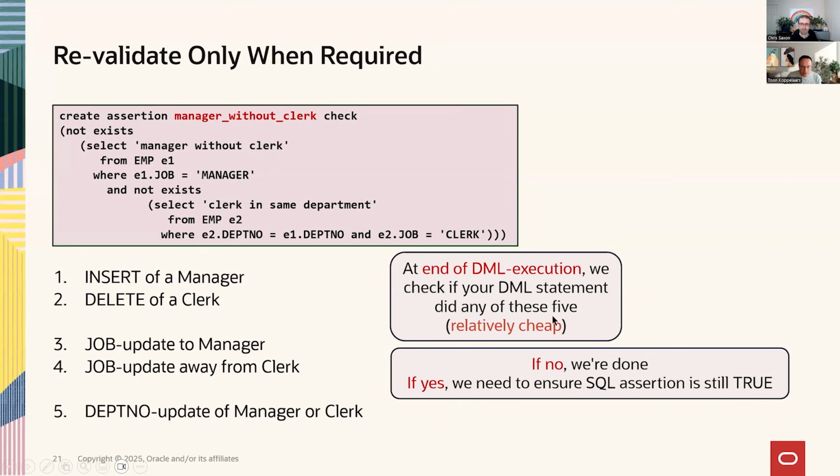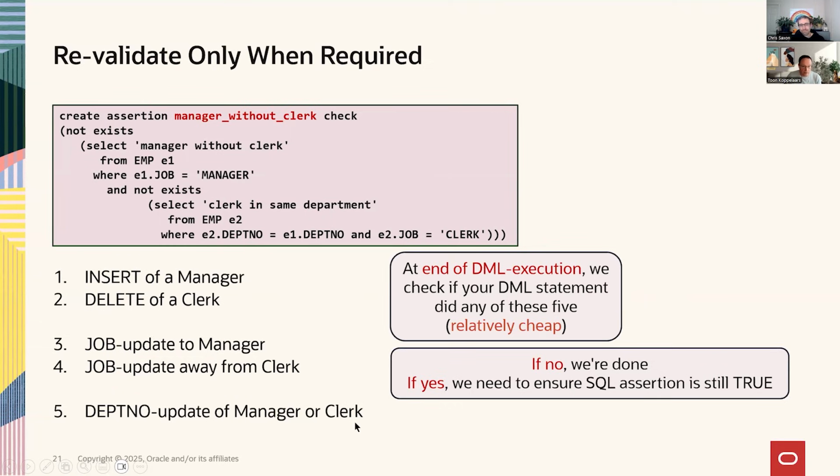If that's not the case, then we're done. This is something that we do have to do, but again, it's relatively cheap. The second step would be, if you did one of these five things, then we need to ensure that the assertion is still valid or not, because these five DML statements can potentially violate the SQL assertion.